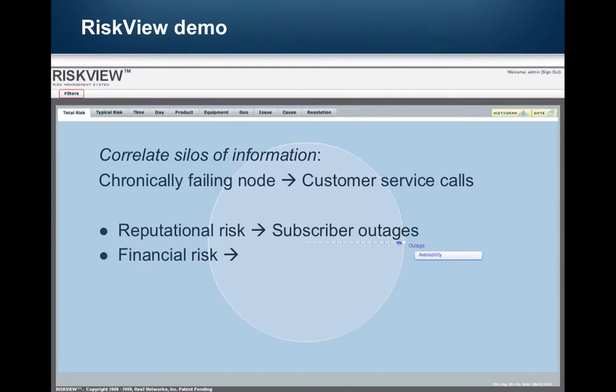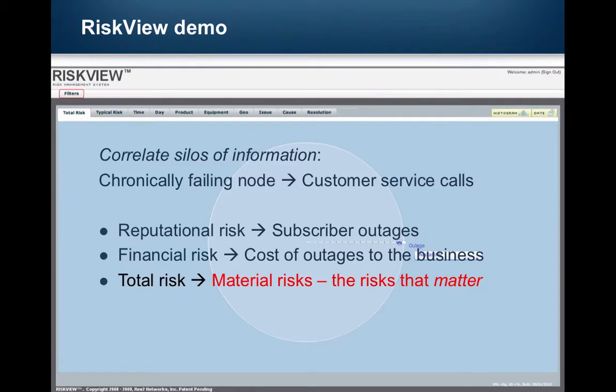Next, we drilled down to determine the cause of the greatest financial risk. We discovered which node was costing the most money. Then we looked at the source ID to find the cost was primarily due to customer complaint calls, not truck rolls as the operator had suspected. The worst node had the highest call volume and was eventually fixed. RiskView has led us to the most material risks, that is, the risks that really matter.